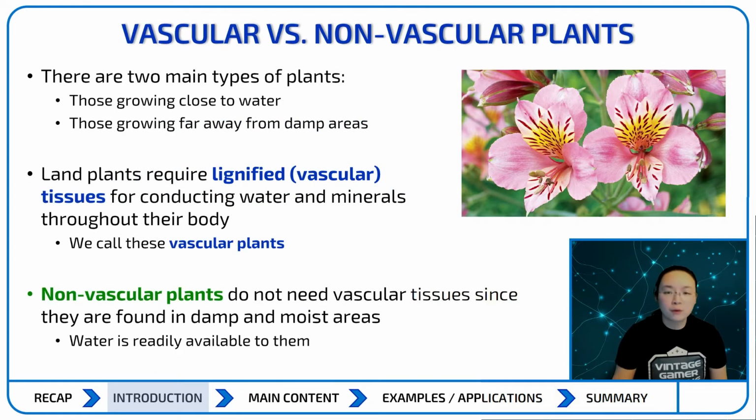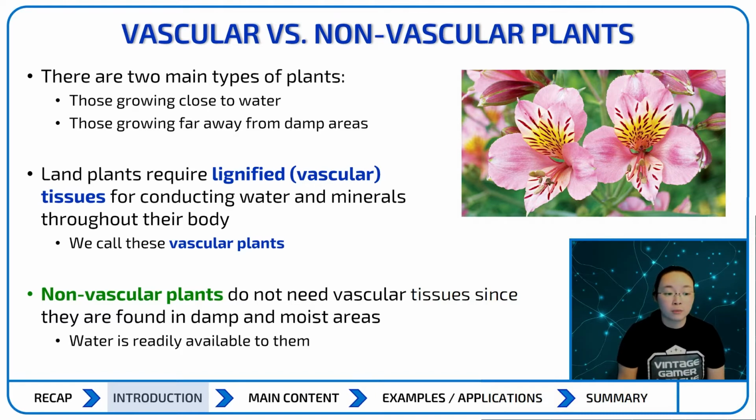So there are two main types of plants. There are those that are going to grow close to or on water, and there's going to be those that grow away from damp areas. So basically land plants or flowering plants. Land plants require what's called lignified or vascular tissues. And that's because they need to be able to have a way to absorb water from the ground around them because they're not close to water. So we call any type of plant that requires this a vascular plant. Of course, there's exceptions, but the majority of vascular plants are land plants.